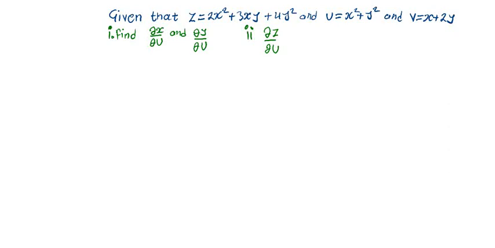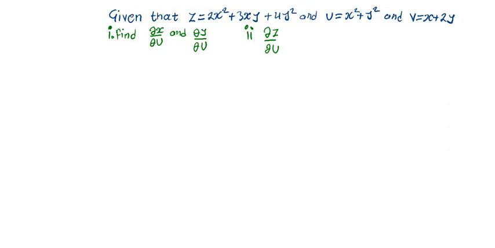Hi, let's now look at partial derivatives. So we are told that given that z is equal to 2x squared plus 3xy plus 4y squared, and u is equal to x squared plus y squared, and v is equal to x plus 2y, we first of all have to find our partial of x with respect to u and partial of y with respect to u.